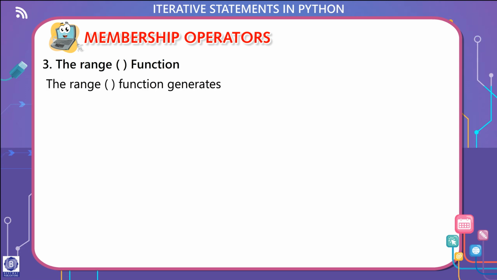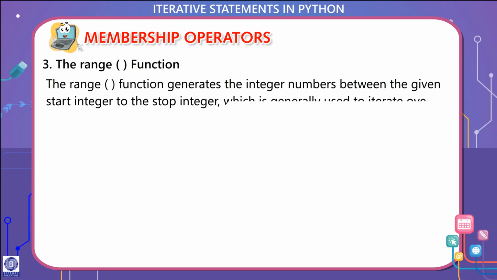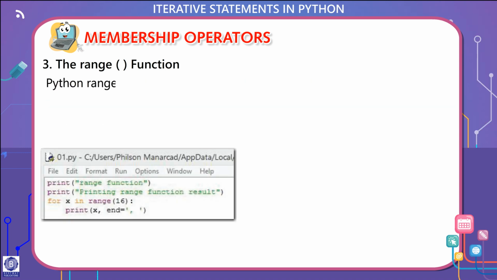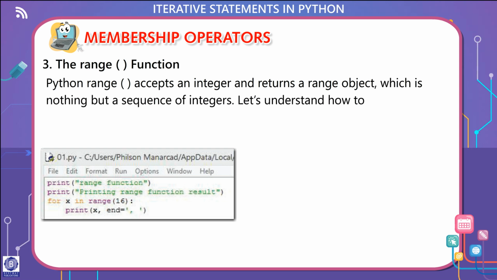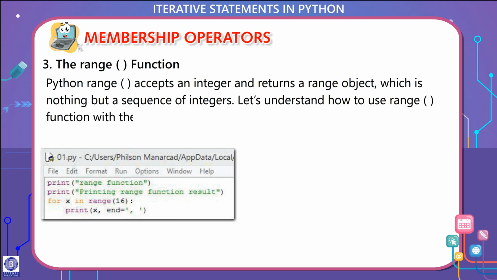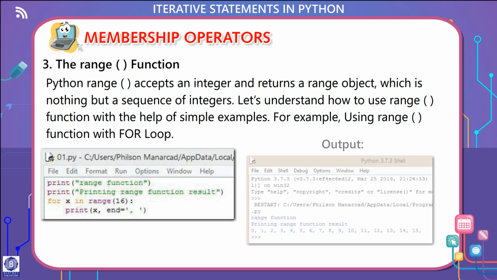The range function. The range function generates the integer numbers between the given start integer to the stop integer, which is generally used to iterate over with for loop. Python range accepts an integer and returns a range object, which is nothing but a sequence of integers. Let's understand how to use range function with the help of simple examples. For example, using range function with for loop.